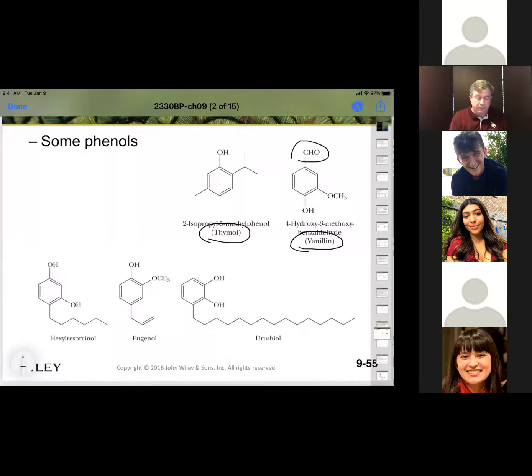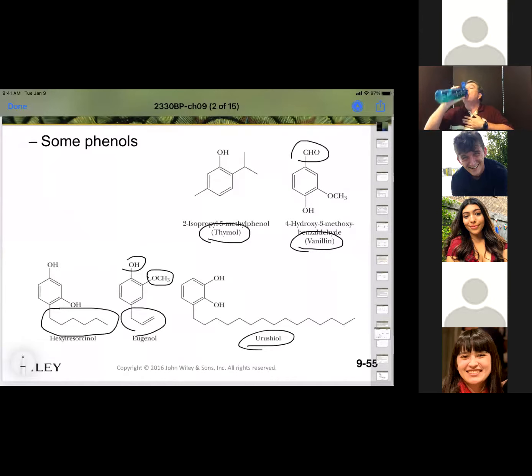And we can even have long chains hanging off it. This is hexylresorcinol. This is eugenol. It has the methoxy and the OH on it, and I've never actually found that, but I think that's a natural odorant in certain plants. I forgot. I'll have to look that one up.